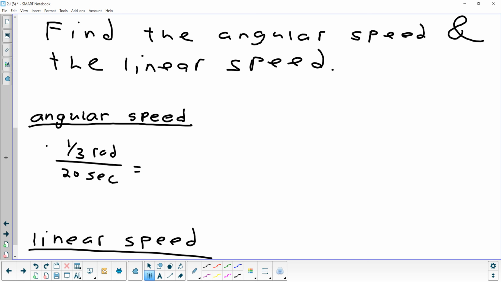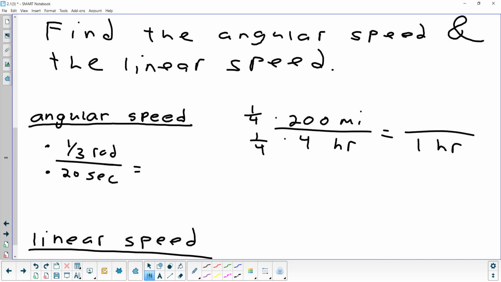What could you multiply the top and the bottom by? You've got to use the same number. As an example, if I said I was going 200 miles per 4 hours, how fast does that really mean I was going? I would multiply the top and bottom by 1/4. What that does is it turns the bottom into a 1, and 1/4 of 200 is 50. So 50 miles per hour.